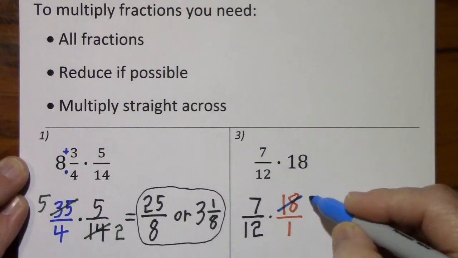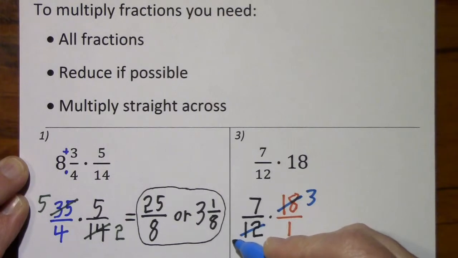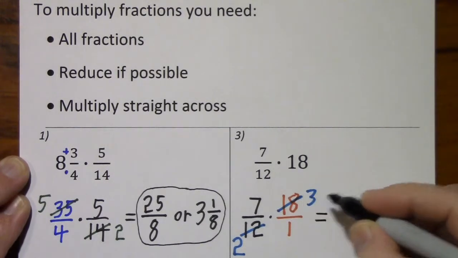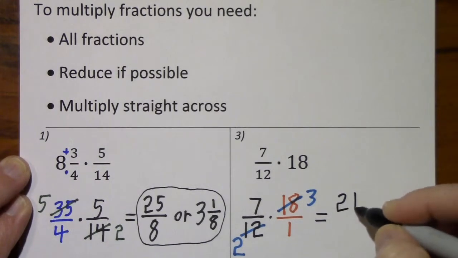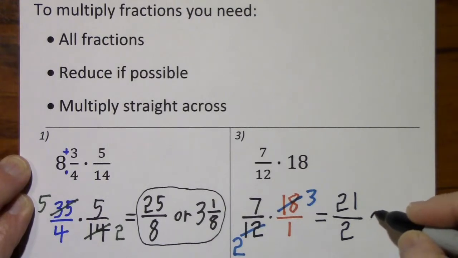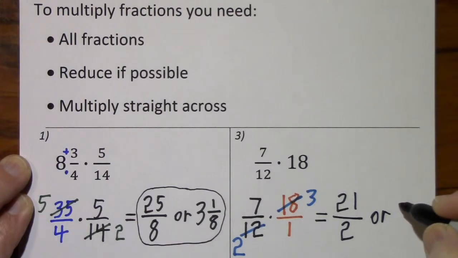6 goes into 18 3 times. 6 goes into 12 twice. Now multiplying straight across. 7 times 3 is 21. 2 times 1 is 2. This is simplified or reduced, but you can also write this as a mixed number. 2 goes into 21 10 times with 1 left over, and you keep your denominator.